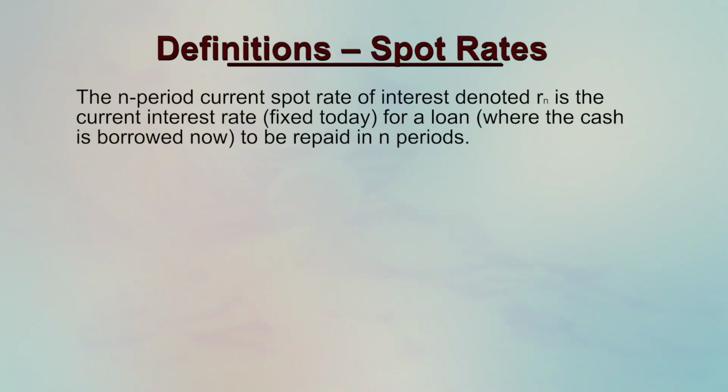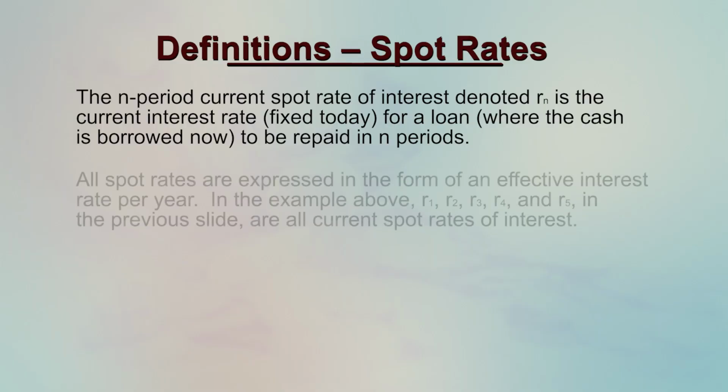This boils down to the definitions of certain important terminologies in the context of the term structure of interest rate. Among them, the first one is called the spot rate. Here the spot rate is defined for an n period. Basically, n is a finite number which can be 1 to 20 or 30, but we consider a generalized definition of n period. So the n period spot rate of interest, denoted by Rn, is the current interest rate fixed today for a loan that is to be repaid in n periods.